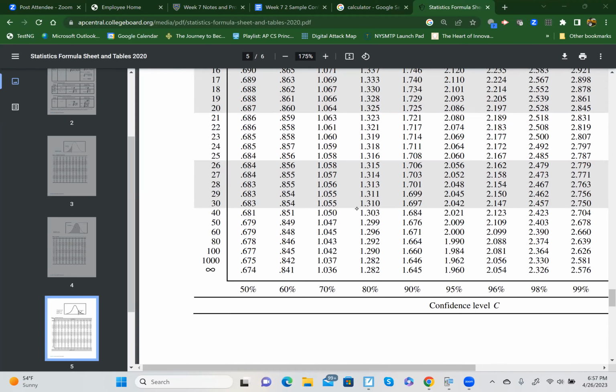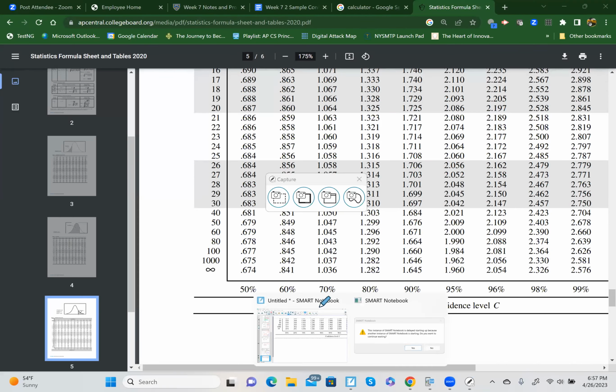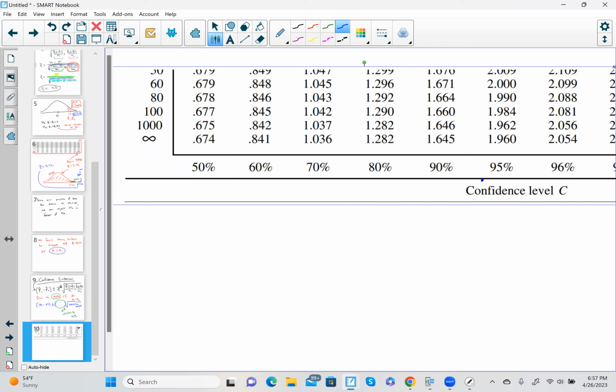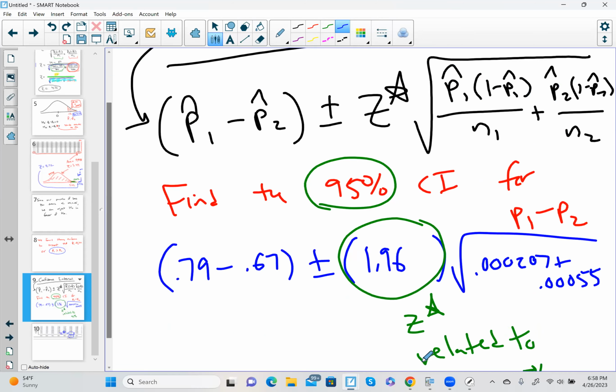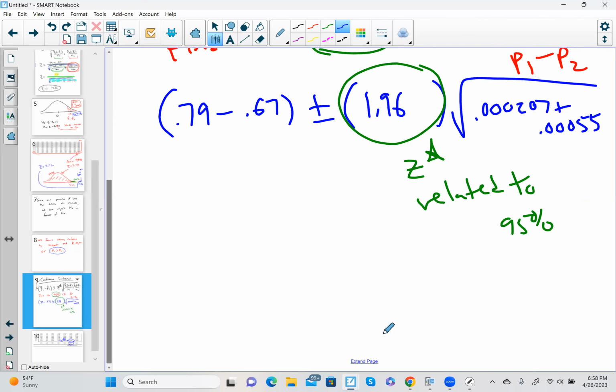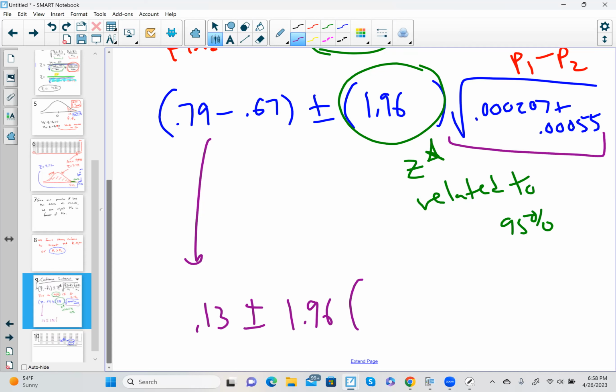95%. Okay, so that number is right here. There it is. And if you look directly above it, this number 1.96, that number is our Z star. All right, so that's what this chart gives us. It gives us the Z stars, the special Z scores. So I'm going to put 1.96 in here. Okay, so now what I'd like to do is actually find the confidence interval. So this part here is 0.13 plus or minus 1.96. And I'd like to take a minute and figure out what that equals and put that in here.